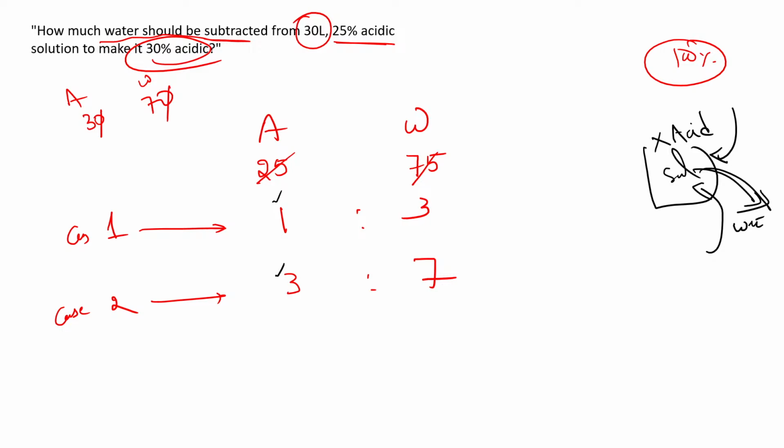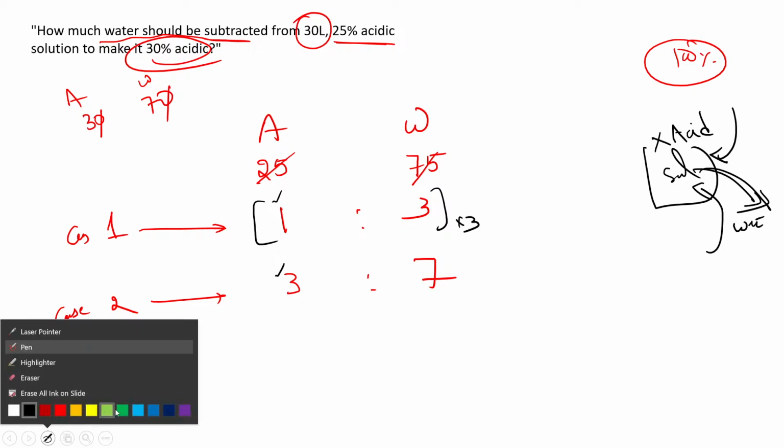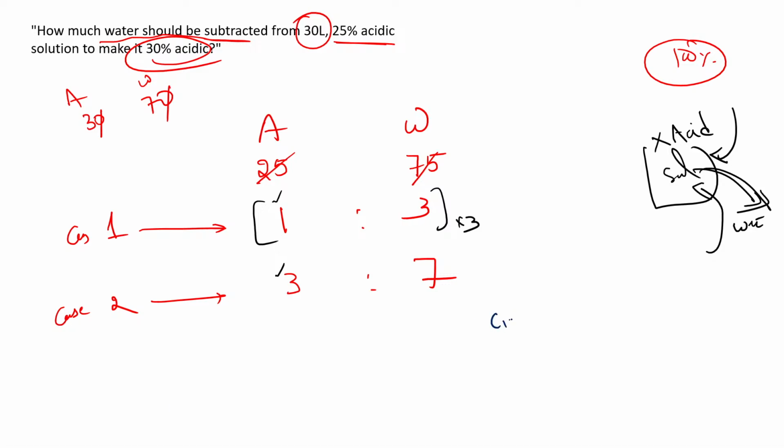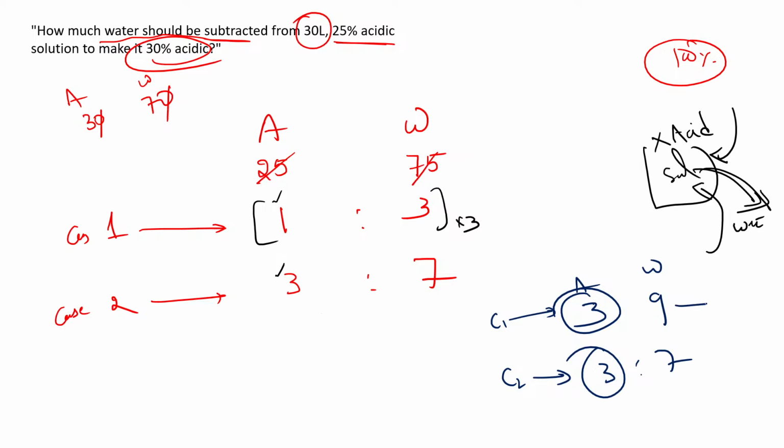I told you multiplying or dividing the ratio by the same number is not going to affect your answer. That's why multiply this entire ratio by 3. Then you are going to get the ratios like this. Case 1, acid to water, 3 into 1 is 3 and 3 into 3 is 9. Similarly, case 2, do nothing, just write 3:7. Now see here, we have the same acid and we have the same acid. And see the water, from 9 the water became 7, that means we are removing 2 parts.